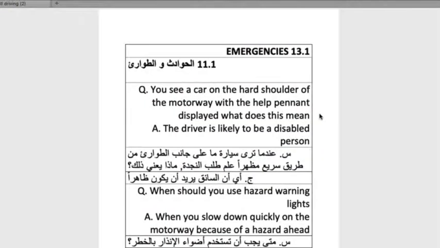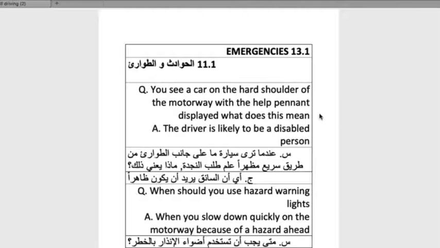Emergencies. You see a car on the hard shoulder of the motorway with the hub pennant displayed. What does this mean? The driver is likely to be a disabled person.